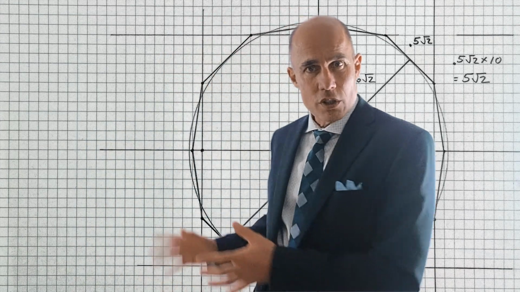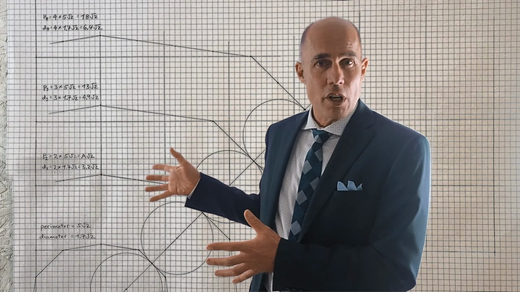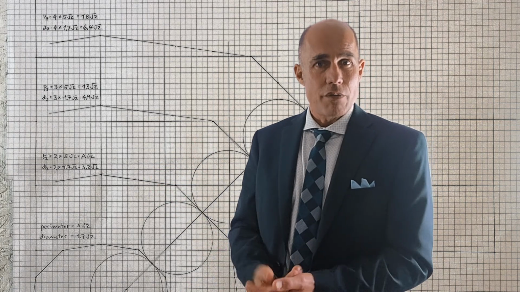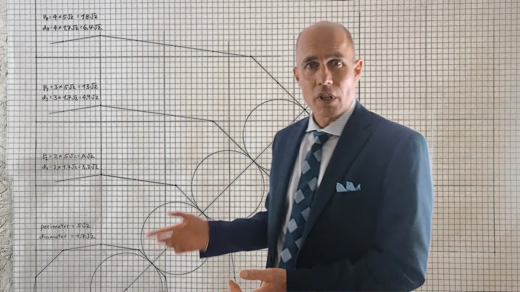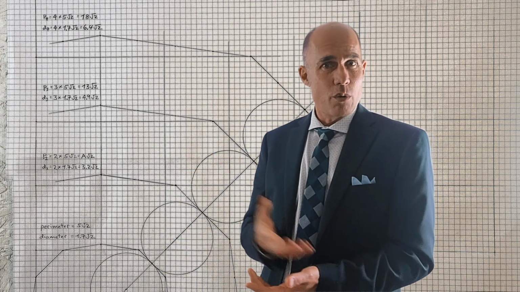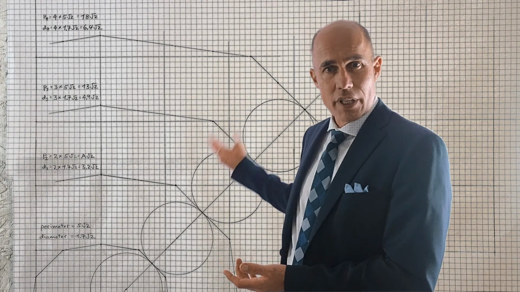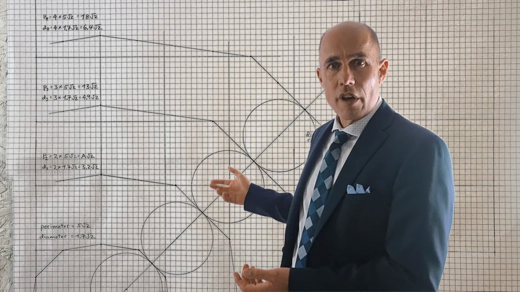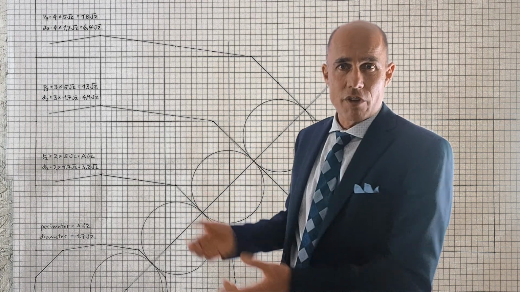Now what we're going to do is look at the second ring of the dodecagon. So basically its dimensions are 2 times the dimensions of the first ring. So it's going to be 2 times 5 root 2, which is a root 2 for the perimeter of the second ring. And then 2 times 1.7 is 3.2 for the diameter of the second ring of the dodecagon.